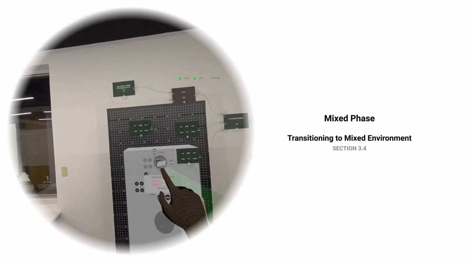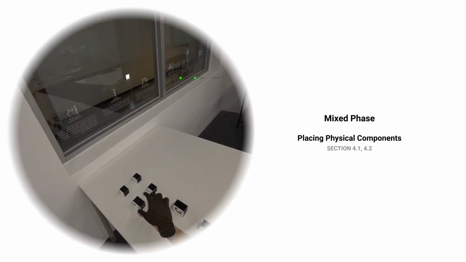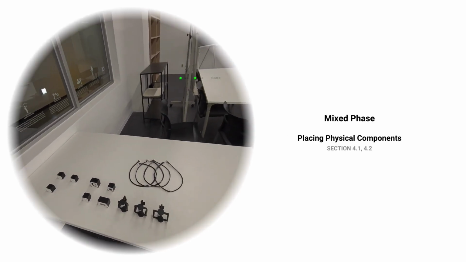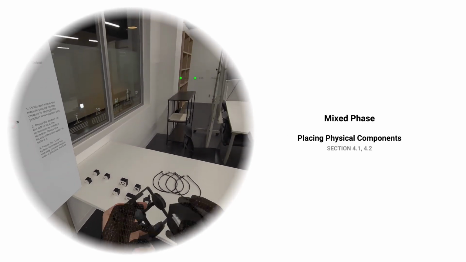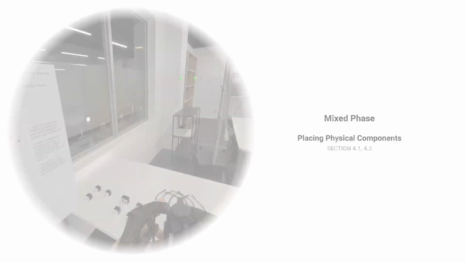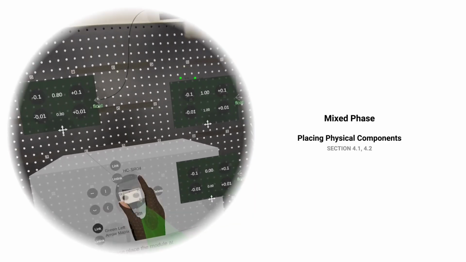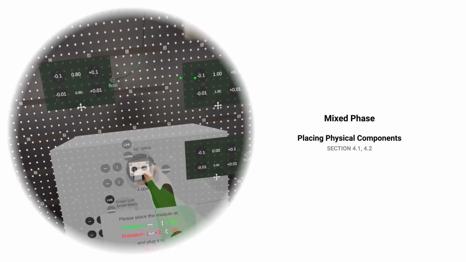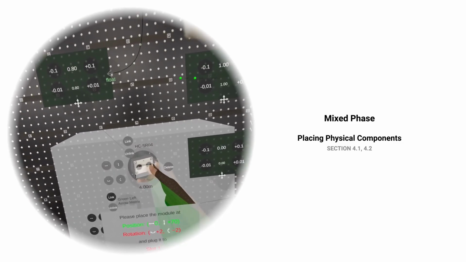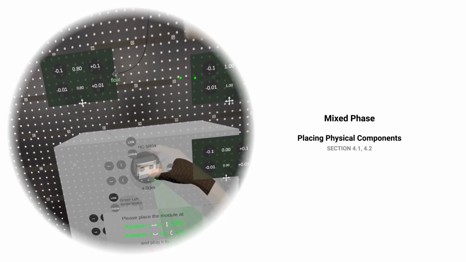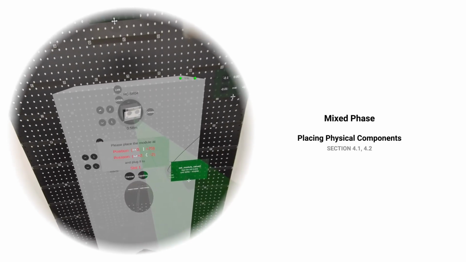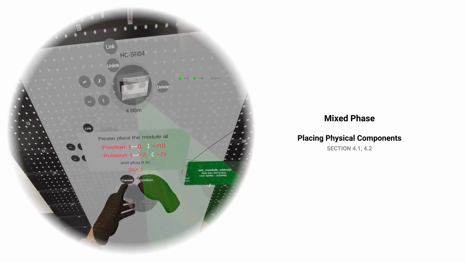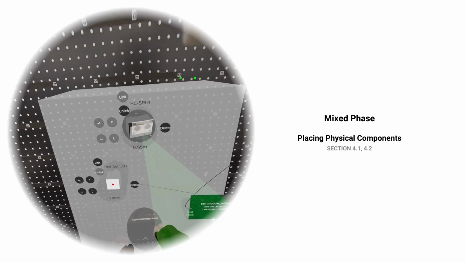Now, we move into the mixed phase. In this phase, you can substitute virtual components with physical ones using SpatIO modules and a pegboard. By picking and combining an IO module, positioner module, and attachment module, you can easily place a physical component exactly where its virtual counterpart is. Then, simply plug a socket from the component into the hub module to connect it to the system.